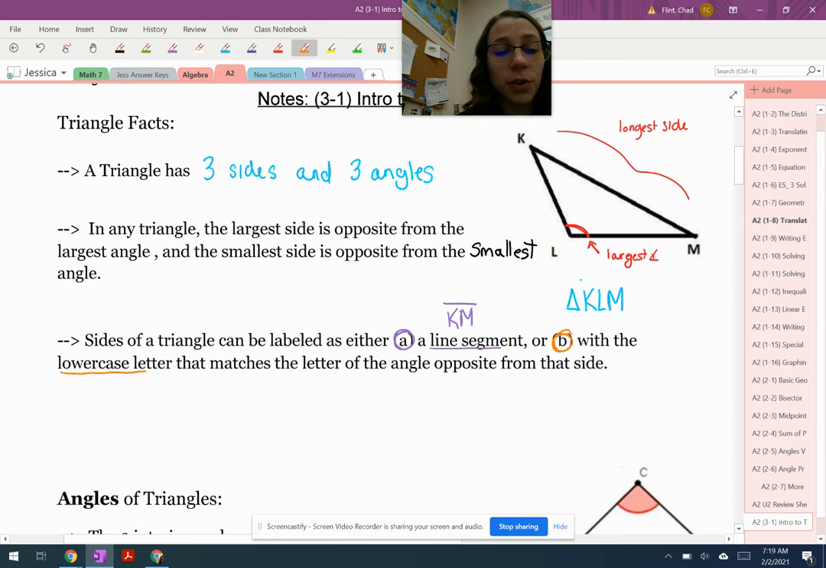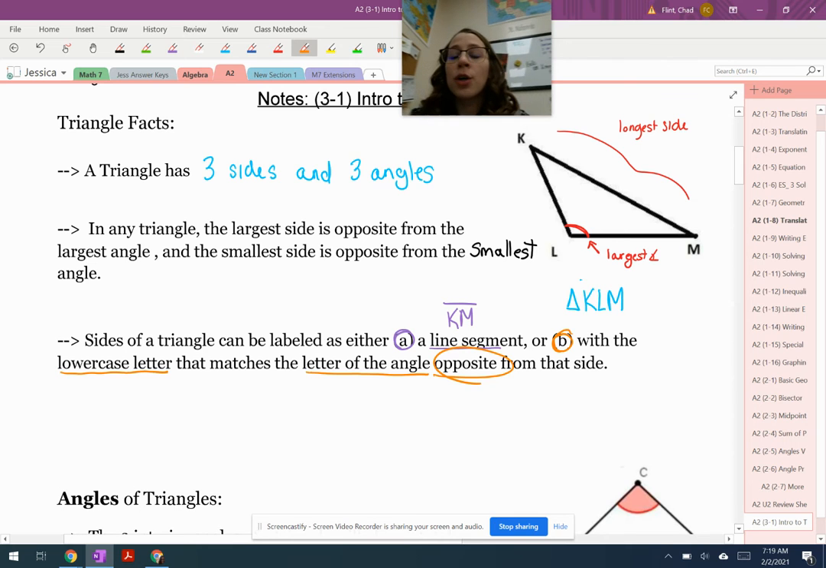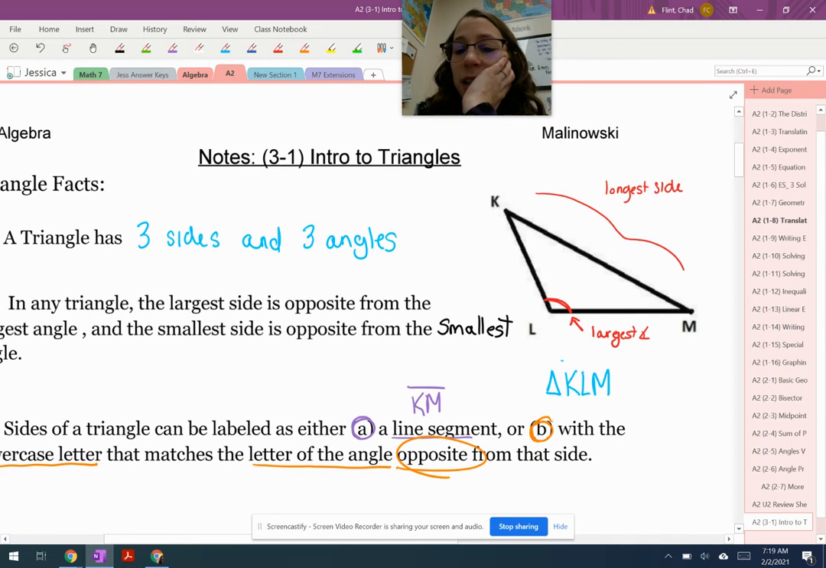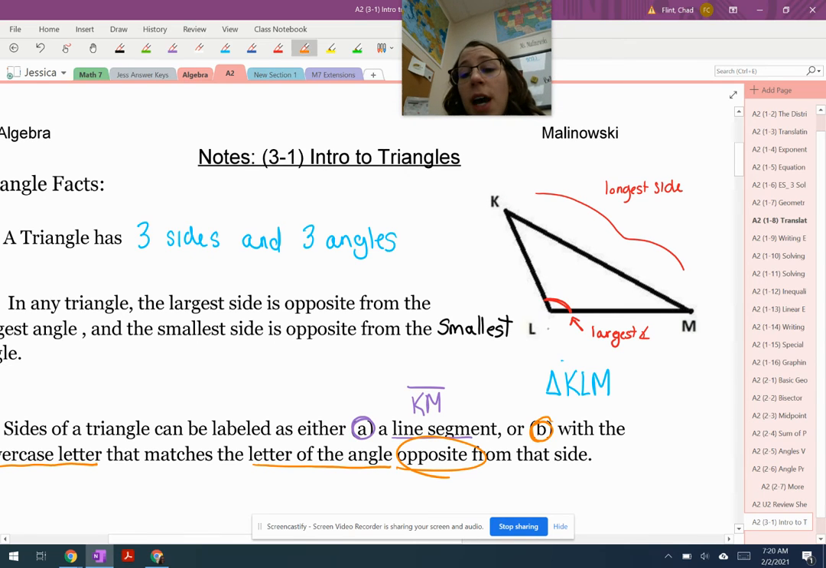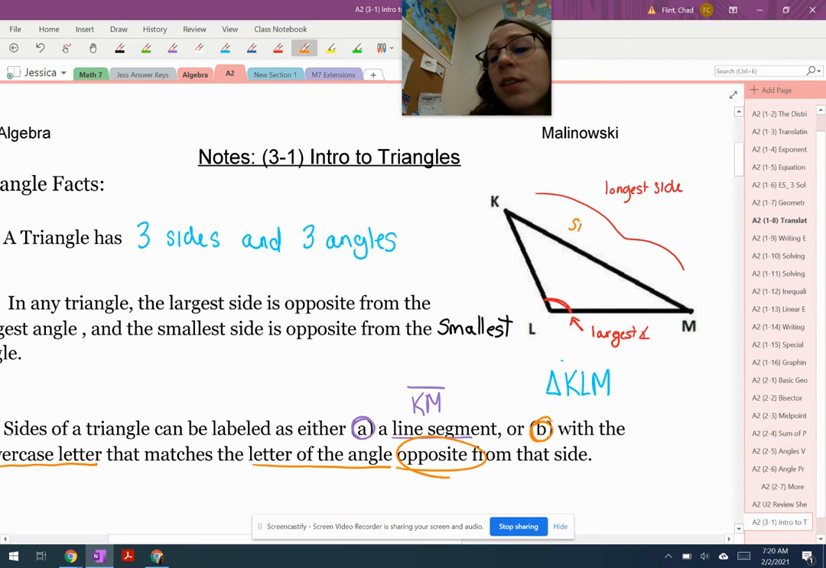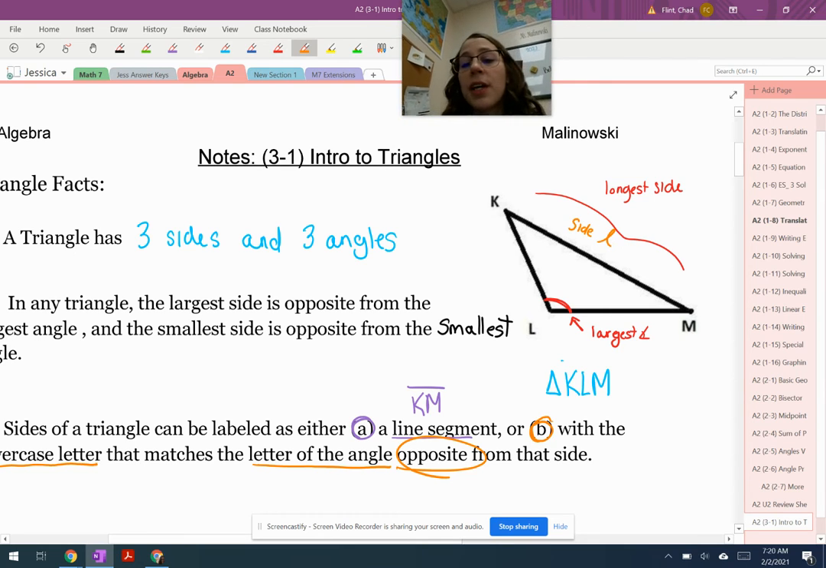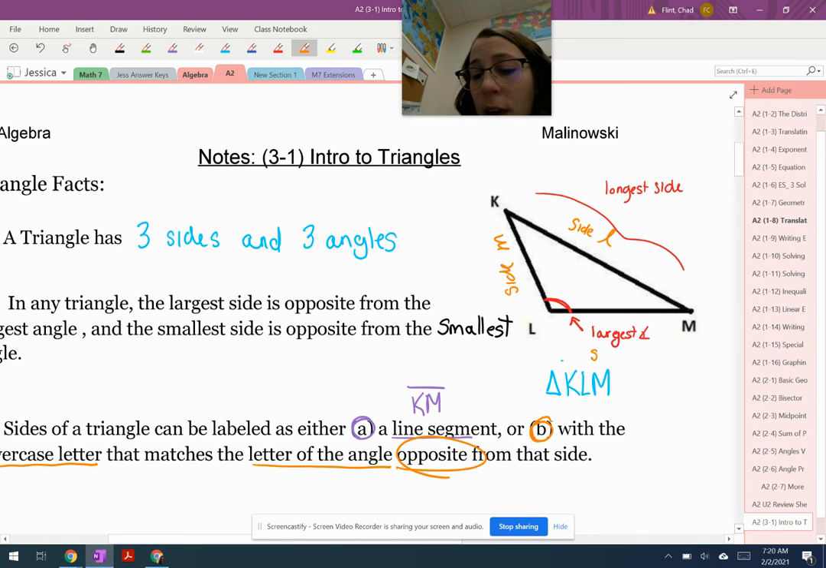So with the lowercase letter that matches the letter of the angle opposite. If we're looking back to our diagram here, that longest side is across from or is opposite from angle L. So this would be called side L, lowercase l. This side right here is across from or is opposite from angle M. So this would be side M. And then the side across from angle K would be side K.